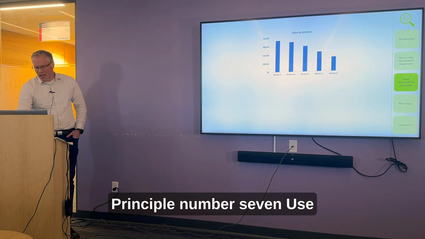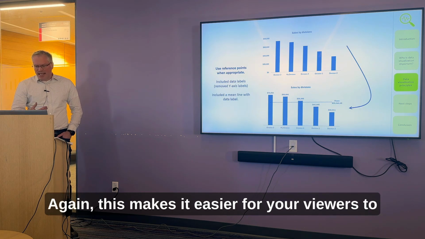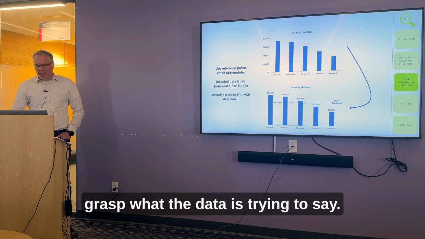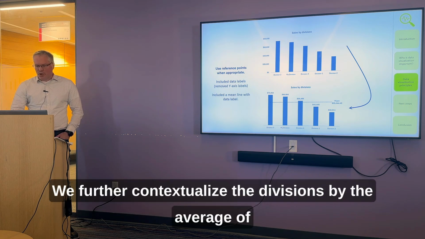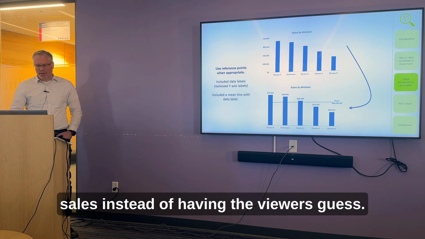Principle number 7, use reference points when appropriate. Again, this makes it easier for your viewers to grasp what the data is trying to say. We further contextualize the divisions by the average of the whole, as well as making explicit their individual sales instead of having the viewers guess.